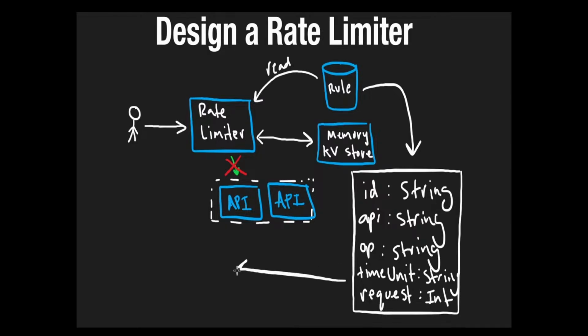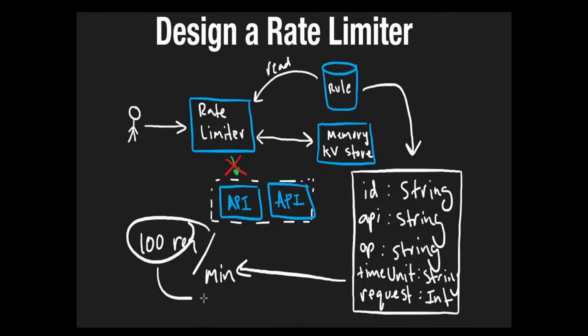So take an example for this. We talked about 100 requests per minute. So this 100 would be stored in this entry, and a minute would be stored in the time unit entry. So that's more or less the design of a rate limiter.